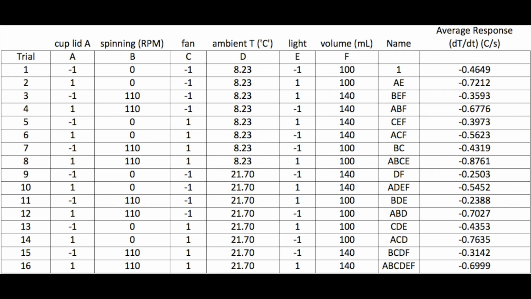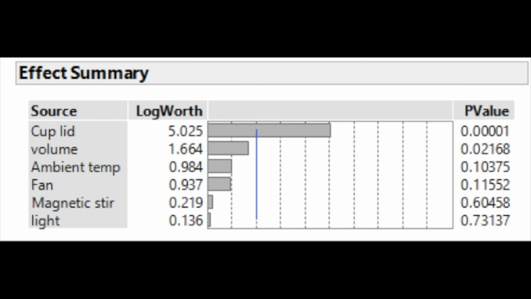Once we had our slopes, it was just a matter of finding the averages of our two repeats, and what you can see here is a result of all of our experiments, with the table filled in for our average response against our different parameters at high and low settings. Our effect summary is as follows and was built in JMP.